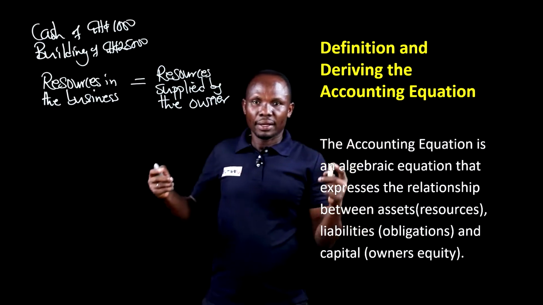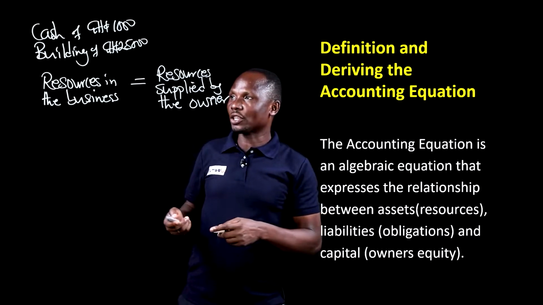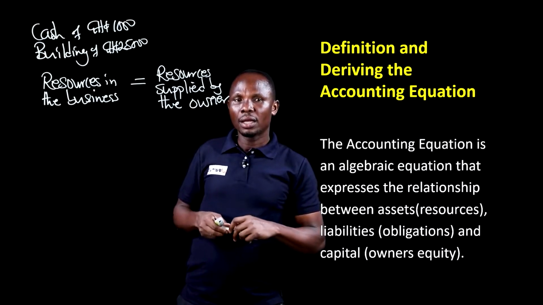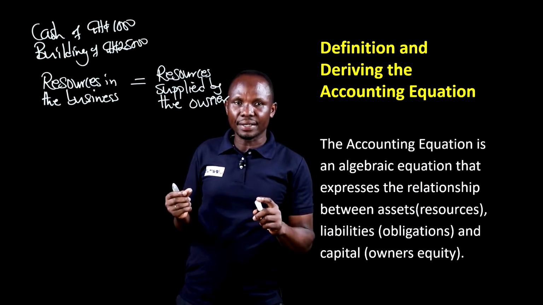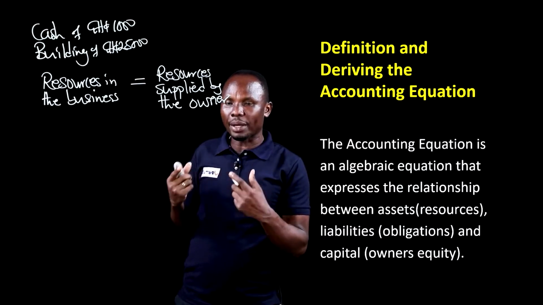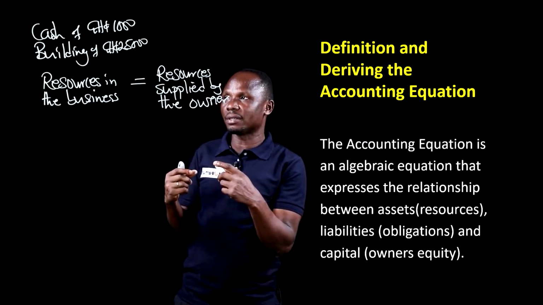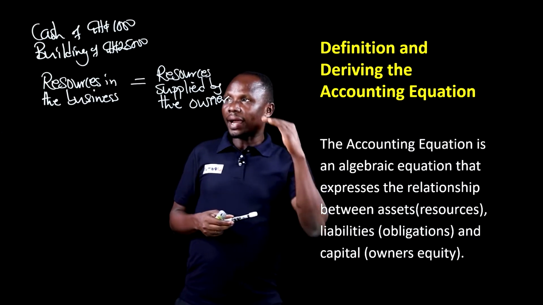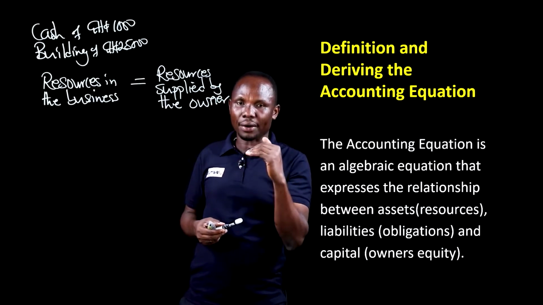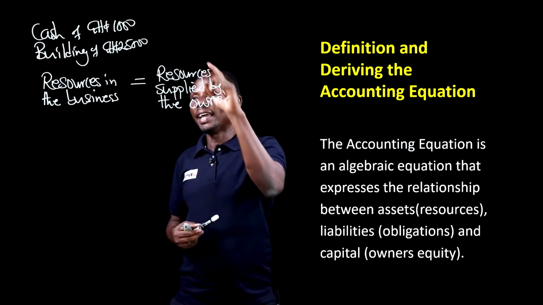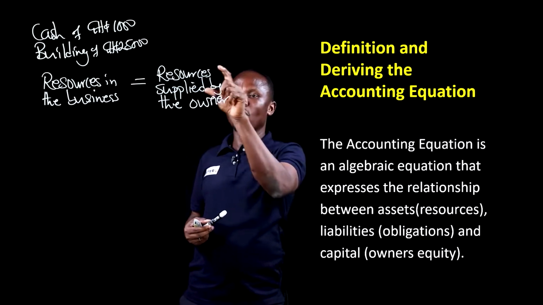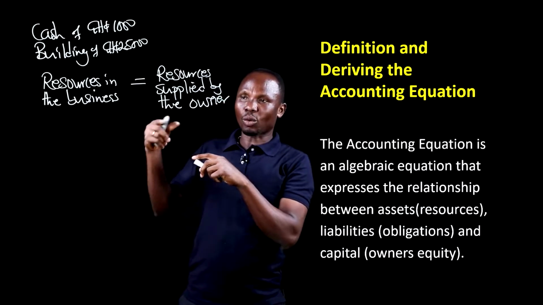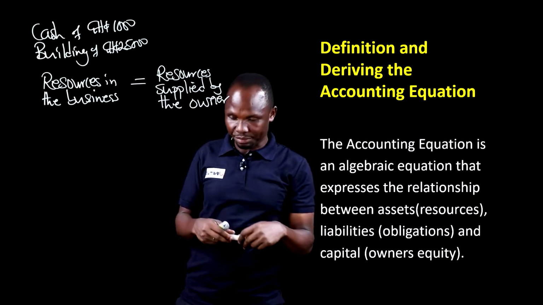So, Listowel supplied a cash of 1,000 cedis and a building of 25,000 cedis. As a result of that, the business entity is now an owner of economic resources of 25,000 cedis and 1,000 cedis, giving us 26,000 cedis. The cash and the building are the actual resources in the business. And these resources were supplied by the owner. So, the resources that are in the business is equal to the resources supplied by the owner.